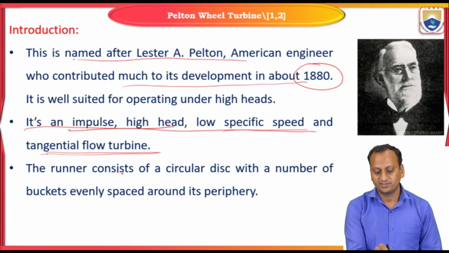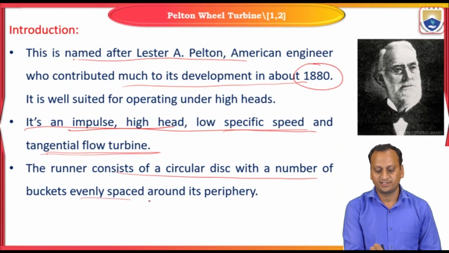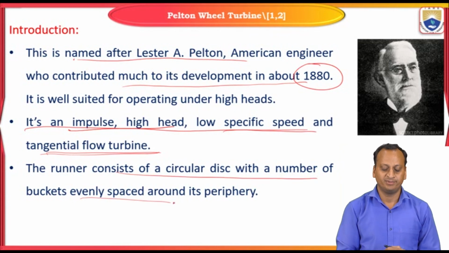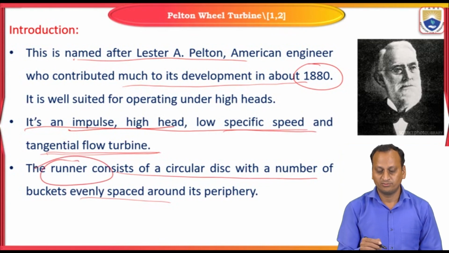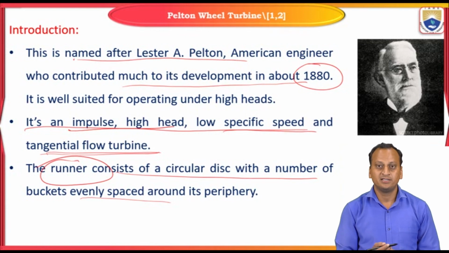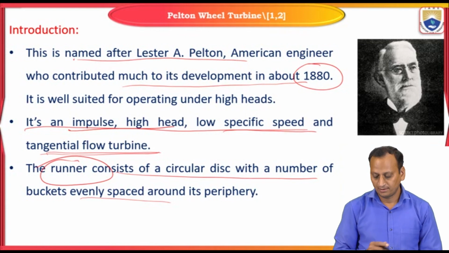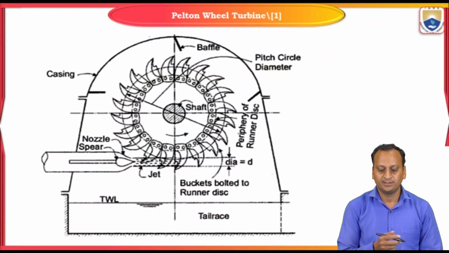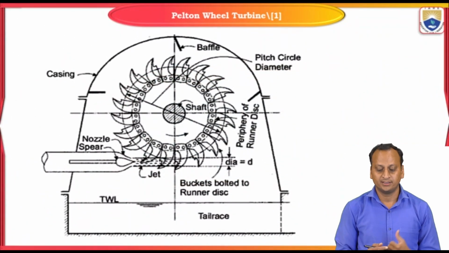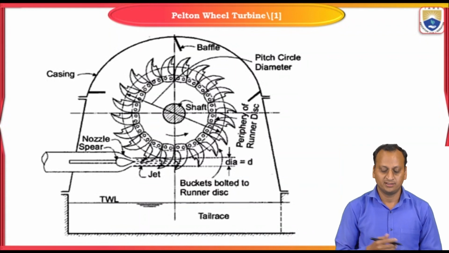The runner consists of a circular disc with a number of buckets evenly spaced around its periphery. So that is a runner, which is composed of a number of evenly spaced hemi-ellipsoid curved vanes. So here we can see the buckets and runner and the entire schematic sectional view of a Pelton wheel turbine.